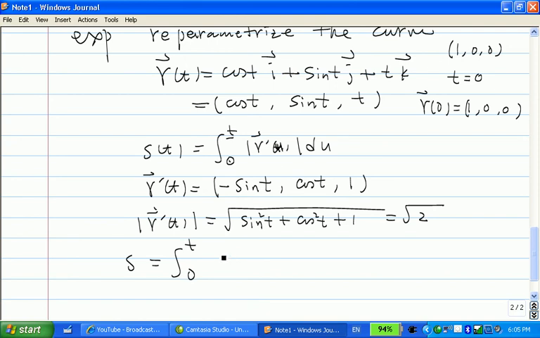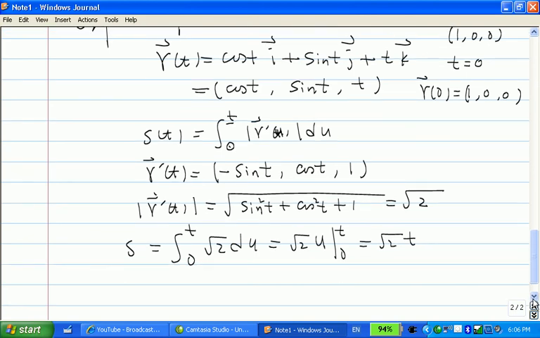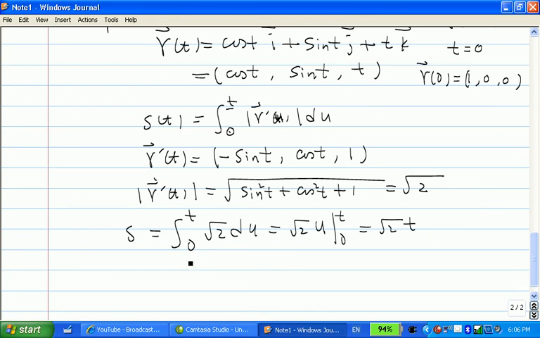I substitute r prime of u by this derivative, which is the square root of 2. Then du gives you the square root of 2 u, evaluated from 0 to t. Replace u by t, you get the square root of 2 t. Subtract, replace u by 0, you get 0. So from here we get t and s related: t is equal to s over the square root of 2.